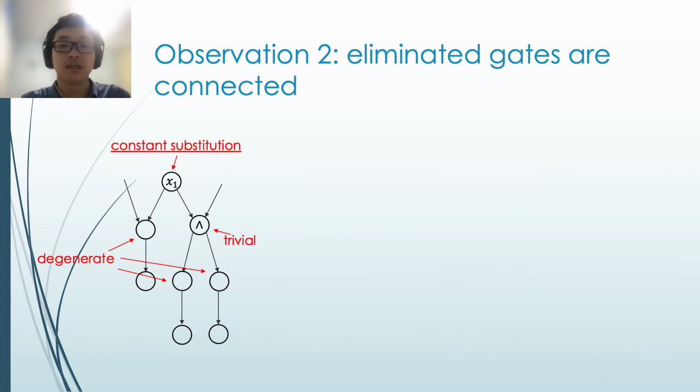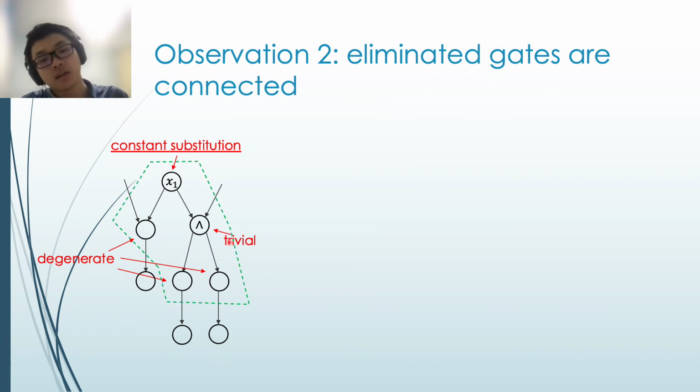Reducing the number of trouble gates introduced to 2 is still not enough. Our second observation is that in most cases, the gates eliminated at each substitution form a connected block. For example, this is the case we considered earlier. We do a constant substitution to x1 to make this N-type gate trivial and first making the following 3 gates degenerate, these 3 ones. And you can see that all these gates are connected.